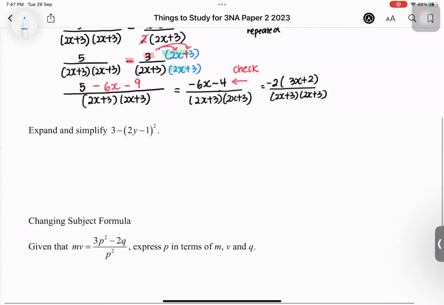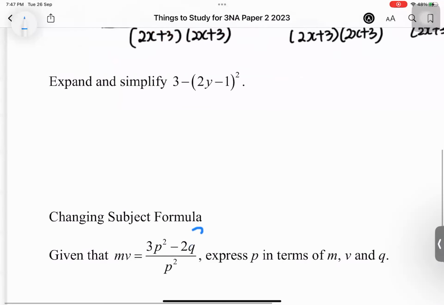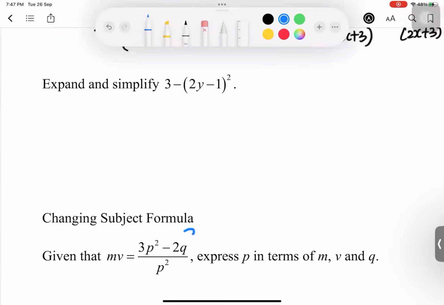Now, next part, expand and simplify this. This one, high chance the student will make a careless mistake. You see this kind of question, the first thing you do, put brackets. Why must put bracket? Because this one is minus. It's minus the whole thing. But some students will tell me, sir, can I multiply the negative inside and then I square it? No, because the negative has no square. So you cannot multiply it inside.